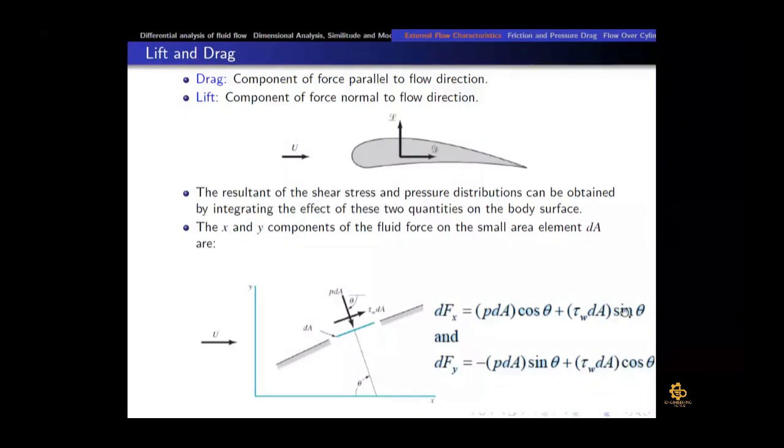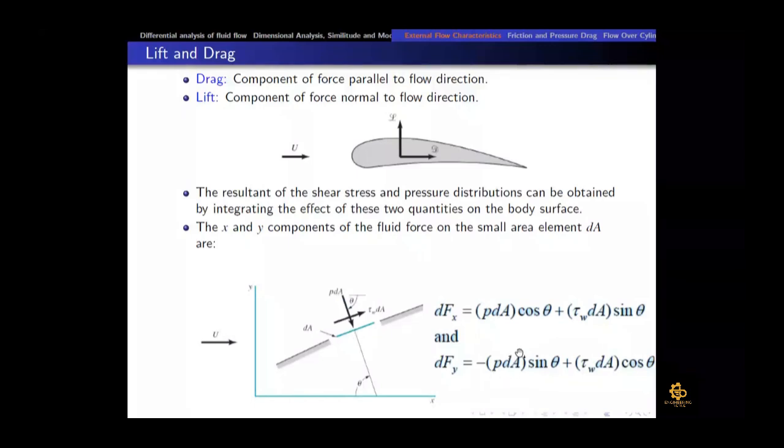So similarly we can calculate dFy, which is going to give rise to lift force. So that would be minus PdA. Now why is it minus? Because it is in the negative y direction, because pressure is always a compressive force. So that's why minus is there.